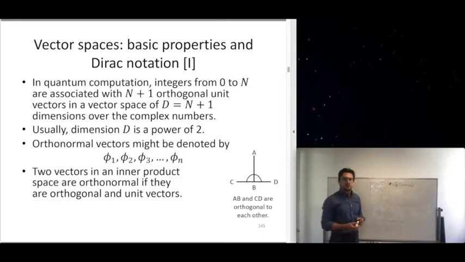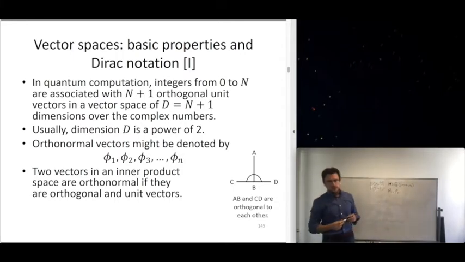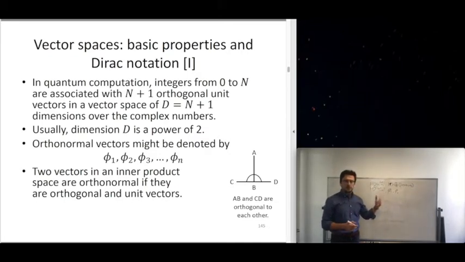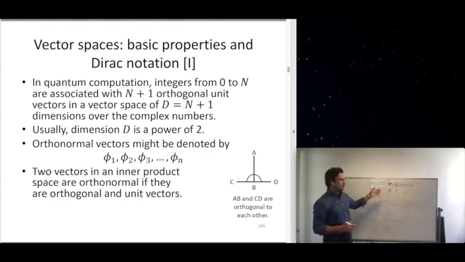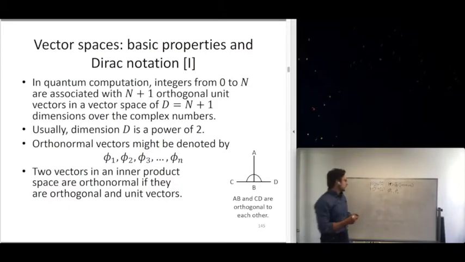Orthonormal vectors may be denoted by, as I said here, phi 1, phi 2, and so on, with a subscript. And orthonormal, remember, we're dealing with normal vectors or unit vectors. That means the length of the vector is 1. That generalizes to higher dimensions. If you have a 2-qubit space, remember you have a 4-dimensional vector space. In the case of 0, 0, you may see something like that. And this is still a unit vector.